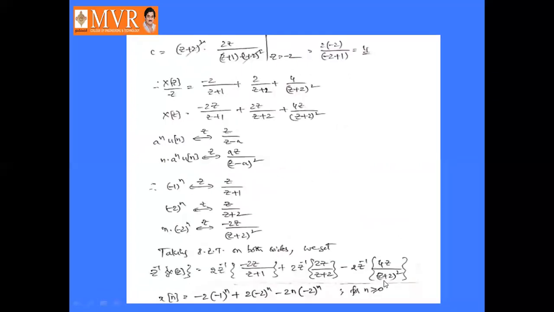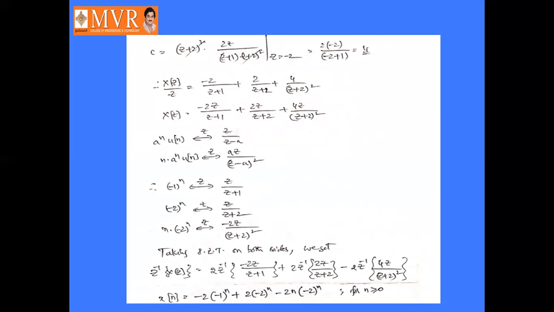And similarly, c equals (z plus 2) whole square into 2z by (z plus 1) into (z plus 2) whole square, keeping z equal to minus 2. Okay, it is equal to 2 into minus 2 by minus 2 plus 1. So it is 4. Okay, so then X of z by z equals minus 2 by (z plus 1) plus 2 by (z plus 2) plus 4 by (z plus 2) whole square.